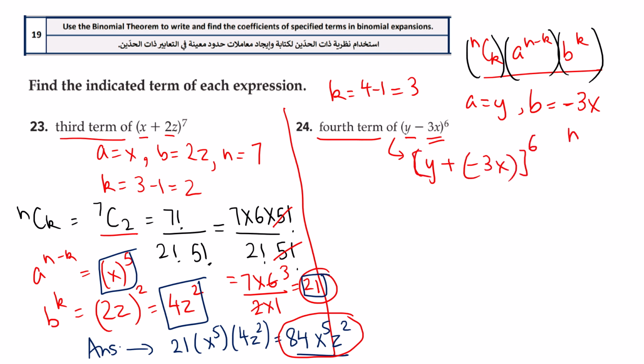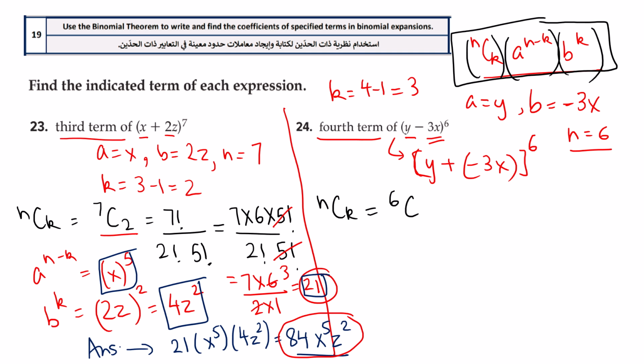So the power is 6. Now we are ready to solve the question using the same formula, nCk a to the power n minus k b to the power k. So let's calculate nCk. nCk will be 6C3. a to the power n minus k will be y to the power 6 minus 3. b to the power k will be the second term, which is negative, to the power k, which is 3.